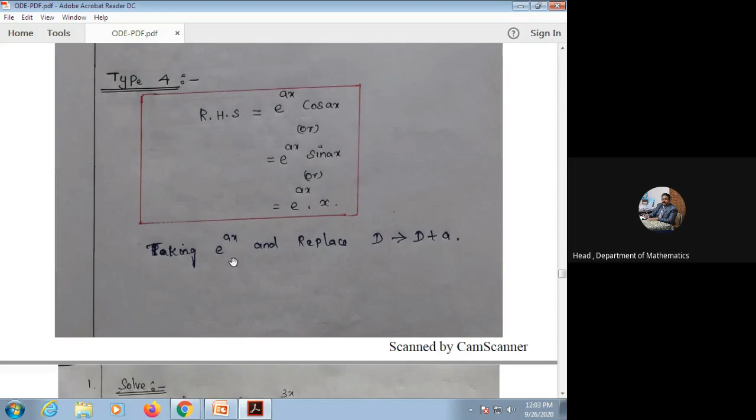First, you have to take the e power ax value and replace d by d plus this a value. The e power x coefficient is a. So first you take e power ax and replace d by d plus a. This is the type 4 problem.